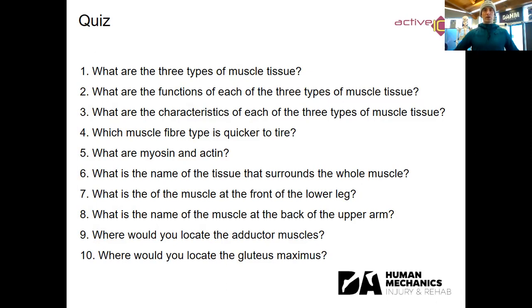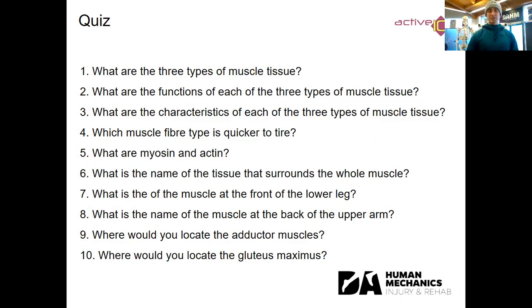Question 3, what are the characteristics of each of the 3 muscle fibers? So think about structure that we talked about. Keywords for you to remember: striated or non-striated, voluntary or involuntary, or whether it's organized by the autonomic system or organized by the central nervous system via the somatic system.